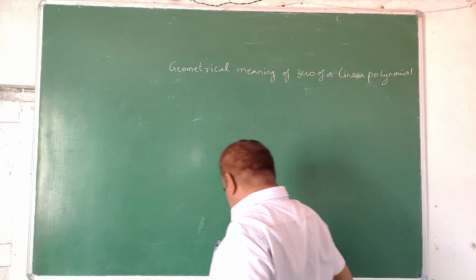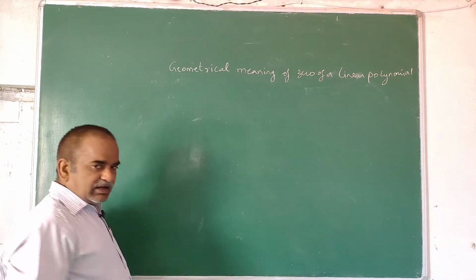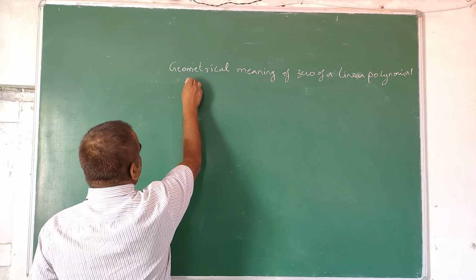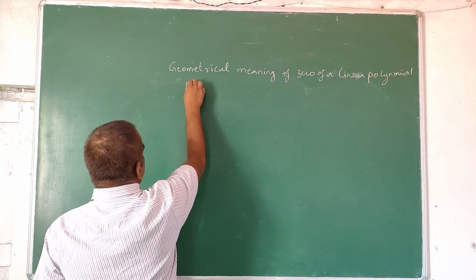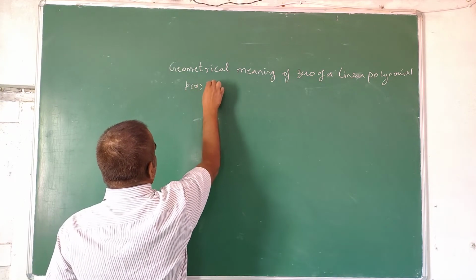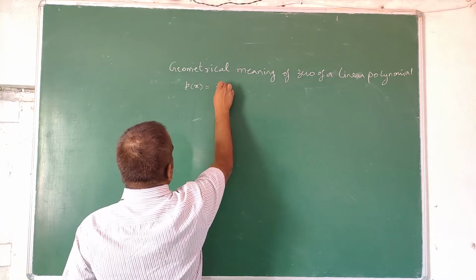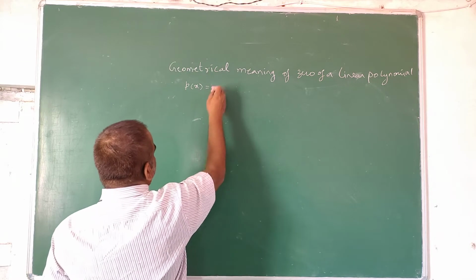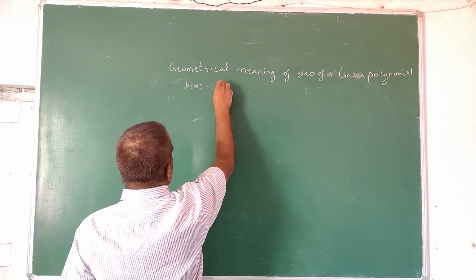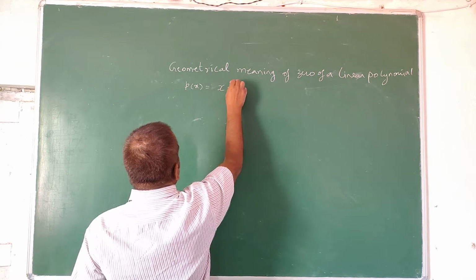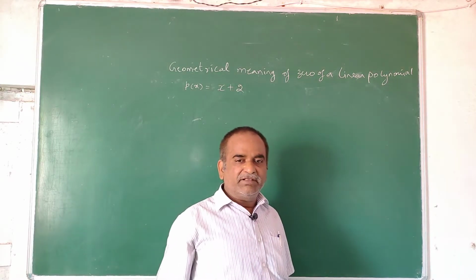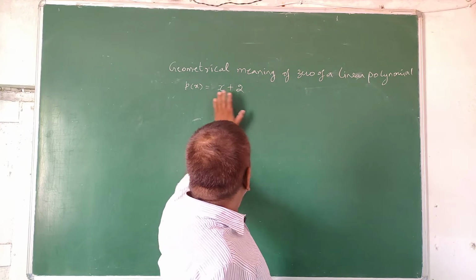So now let us see with an example. Linear polynomial we are supposed to take. So p of x is equal to, say, x plus 2. It is a linear polynomial. p of x is equal to x plus 2.